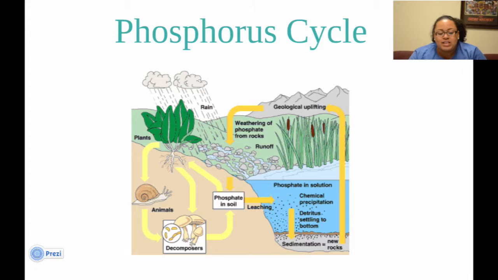Here's a picture describing the phosphorus cycle. This actually shows the natural phosphorus cycle, what it would be without the input of human activity, as you can see.